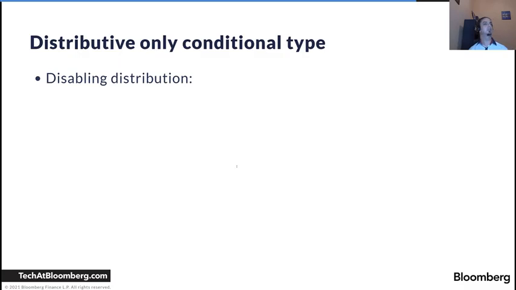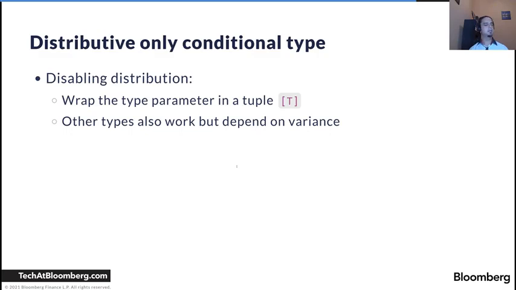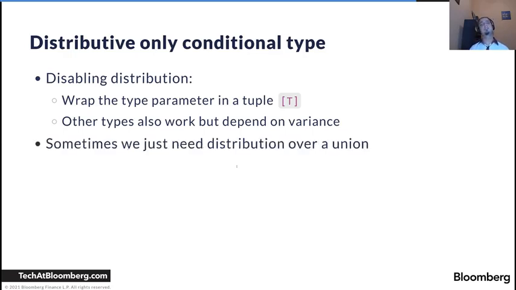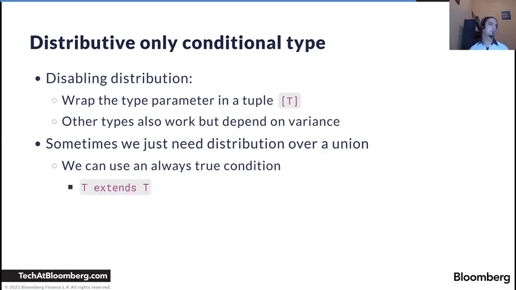Now sometimes it is important to disable distribution because we don't always want it. And the way to do that is usually to wrap the type in a tuple. Basically, you put square brackets around the type. Now, other types would also work, but they might depend on the variance of that specific type. So it's best to stick with a tuple when you're trying to disable distribution. On the other hand, sometimes we need just the distributive behavior of the conditional type. And when we need that, we usually have a condition that is always true. So we could see something like T extends T, or T extends unknown, or T extends any, which are conditions that are true for any given T.